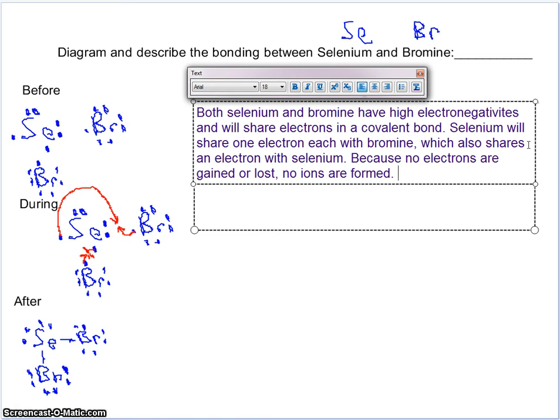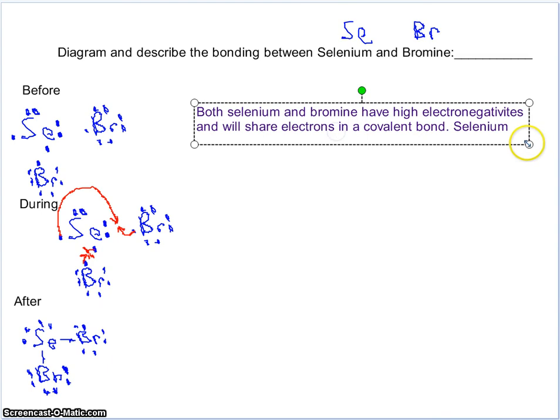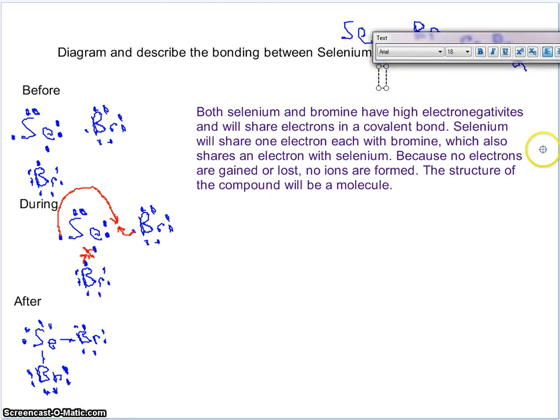And then last thing, the structure. We can say the structure of the compound will be a molecule. We know that because it's covalent. Okay, and then last thing here is the formula, right? So it's 1 Se, and then it's 2 Brs, so it's SeBr2. And then we need the name too, don't we? So formula and the name.